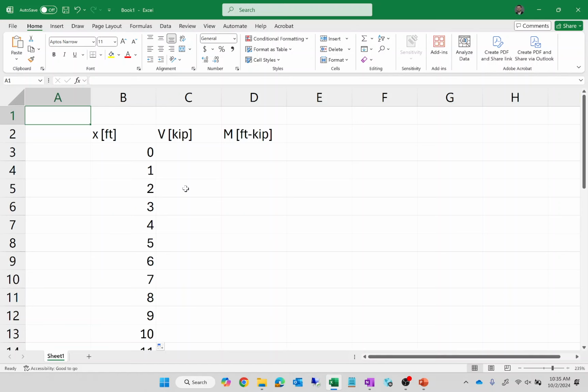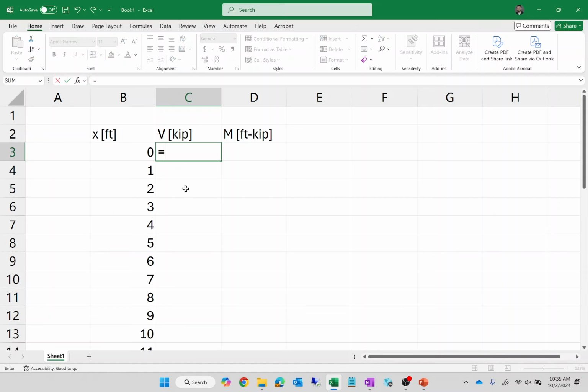Okay. So what is shear? Shear is what? 10 minus x squared over 30. So equals 10 minus that squared over 30. Everybody see that? Okay, we'll press enter. And then remember, I can go to the little plus sign on the bottom right and double click. Boom.